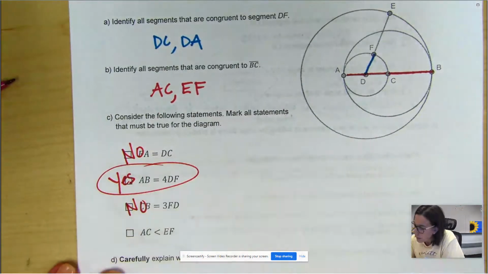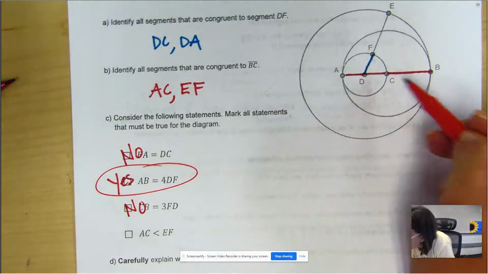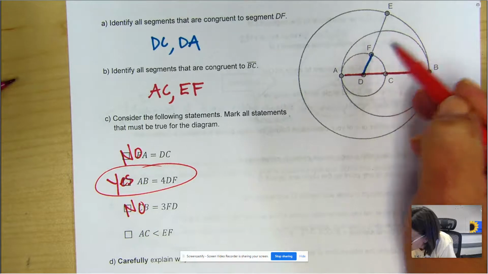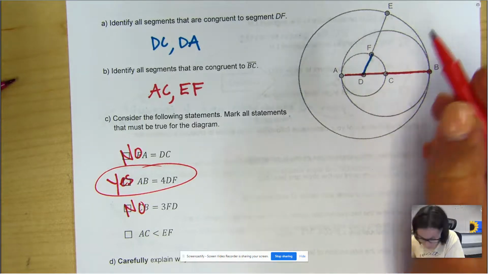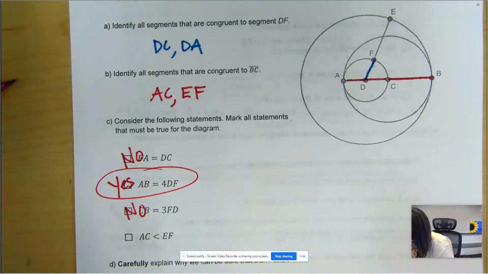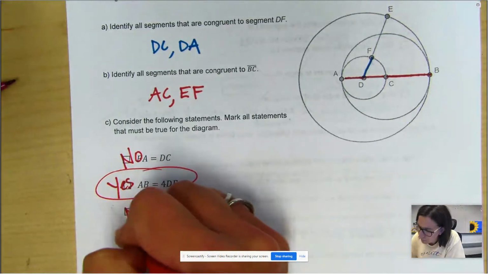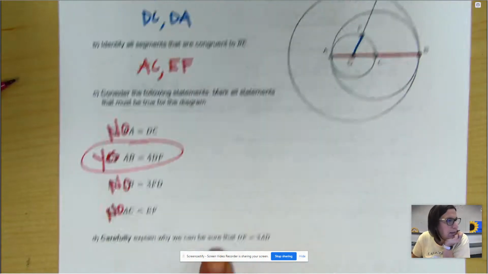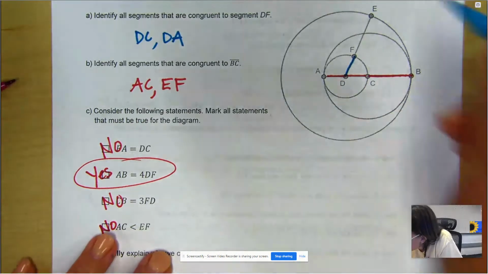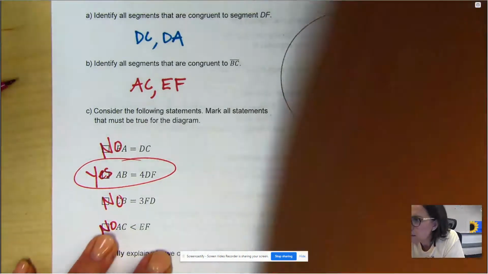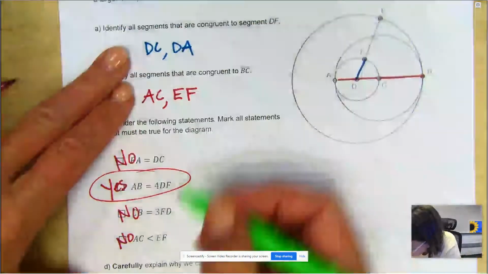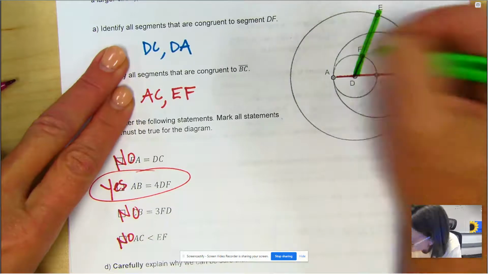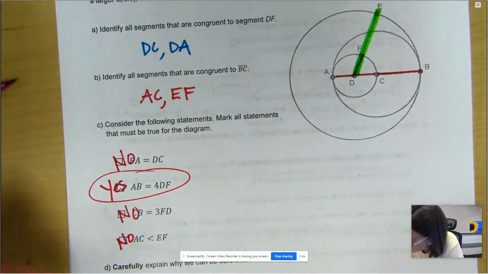So for this one, is AC less than EF? Well, we can't be sure. No. All right. Carefully explain why we can be sure that DE, this length here, the long length, let's make this in green. This is a fun one. DE is equal to 3 ADs.